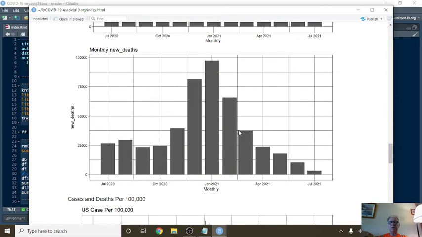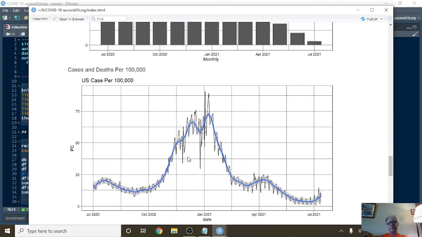Deaths, look at deaths. 1, 2, 3, 4. A 5-month decline in deaths. And again, June's deaths was the lowest monthly total since at least July of 2020.